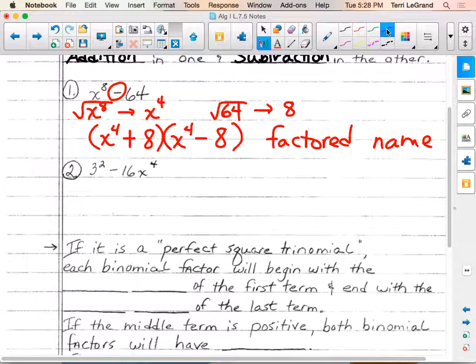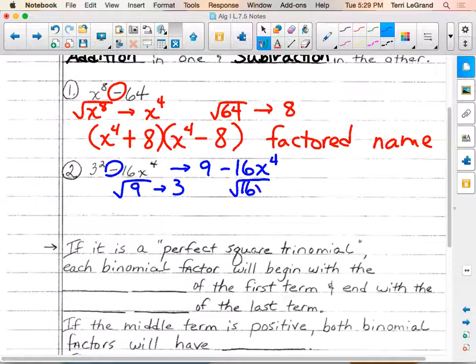Okay, let's look at number 2. First of all, it does have subtraction. Good news, that means it's possibly factorable. It's possibly a special product. Let's rename this one though. What is 3 squared? Well, that's 9. So what we really have here is, we've already decided it's subtraction, so now we're going to try, can we take the square root of the first term? Sure can, it's 3.